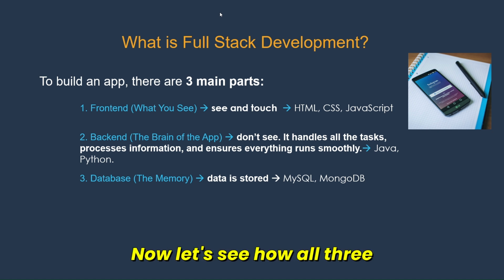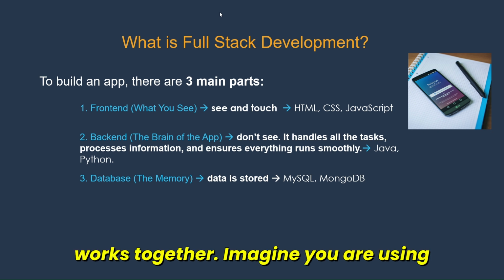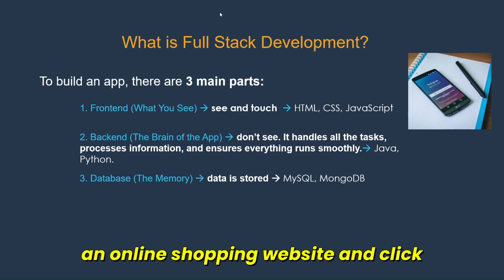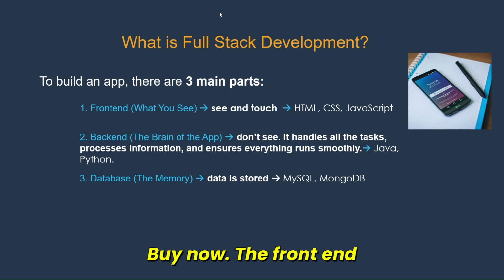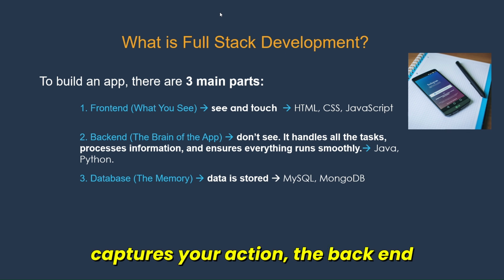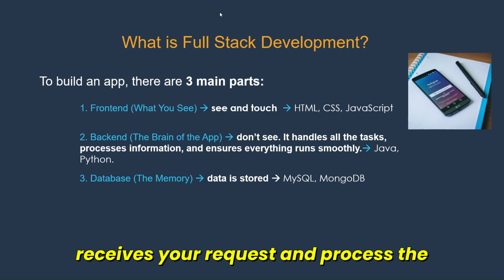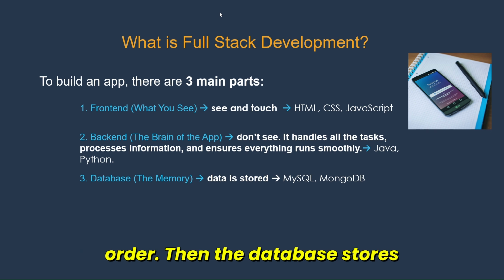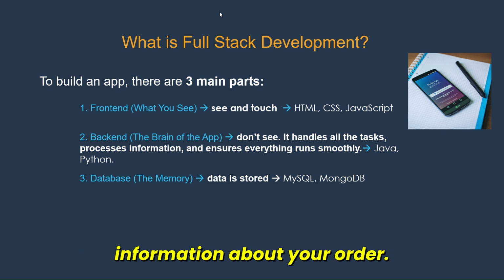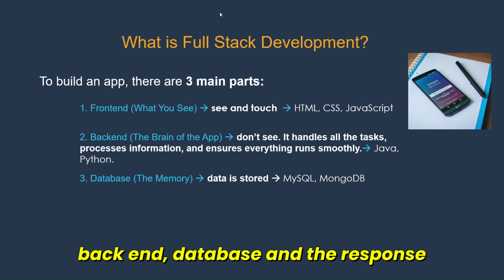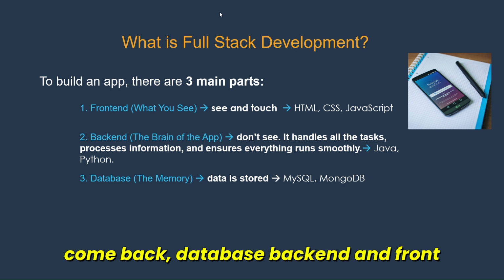Now let's see how all three work together. Imagine you are using an online shopping website and click buy now. The frontend captures your action, the backend receives your request and processes the order, then the database stores information about your order. So the basic flow is frontend, backend, database. And the response comes back: database, backend, and frontend.